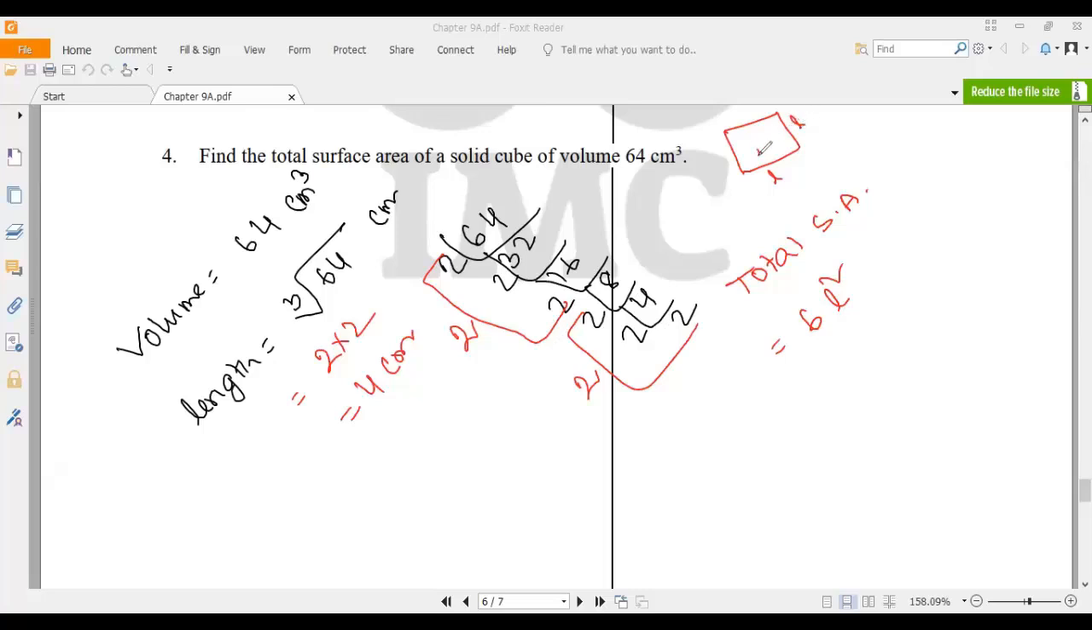We know that area will be L square. So how many L square we will get from a cube? 6 L square, because in a cube there are 6 faces. So 6 into L square. That means 6 multiplied by 4 square. That is 6 multiplied by 16. If we multiply 6 by 16, that will be 96 centimeter square. So this is the answer of question number 4.